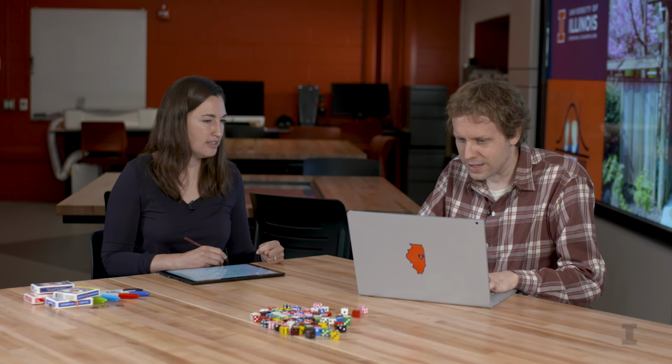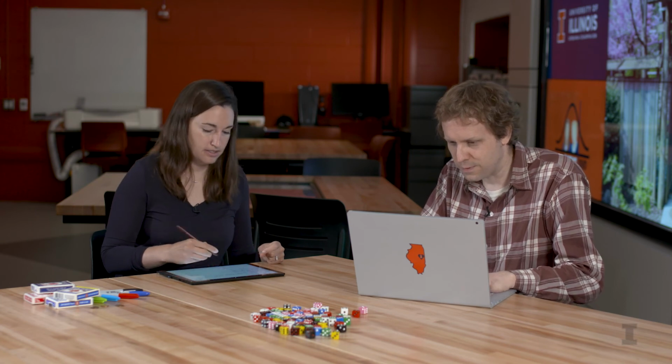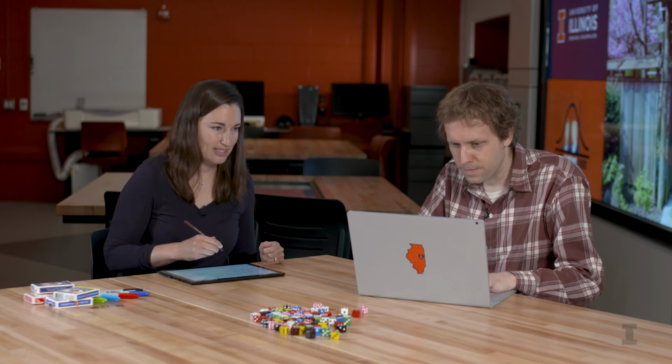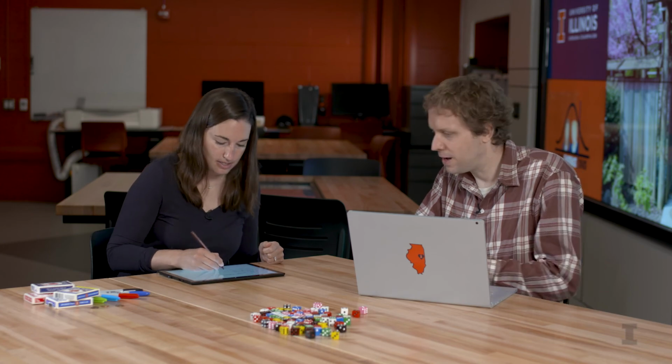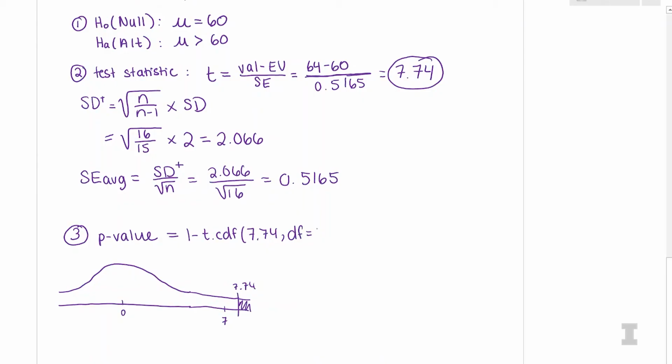Let's try it. df is 15 here. Yes, that is exactly right. So comma df, df is equal to 15. And I knew the degrees of freedom was 15. Again, that's just the sample size minus 1, so 16 minus 1 is 15. And what does that give me for my p-value? So 6.45 e minus 7.